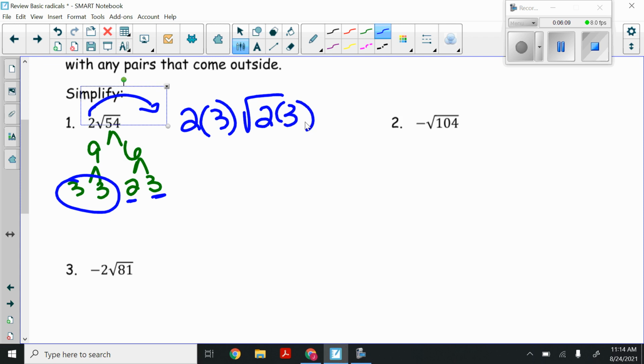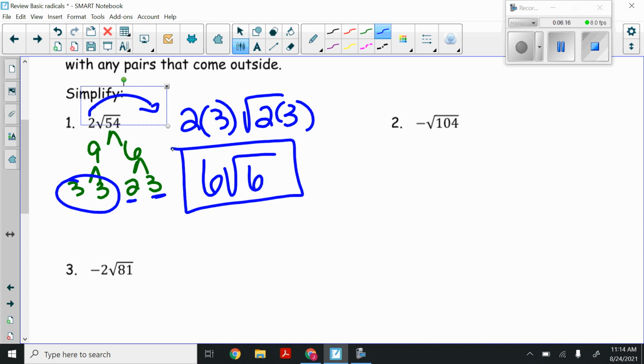We always multiply. So out front, 2 times 3 gets me 6. Underneath my radical, 2 times 3 gets me 6. So my answer, 6 square roots of 6.